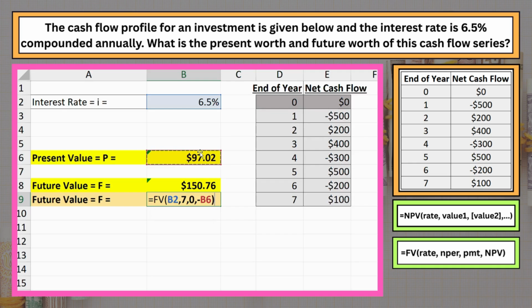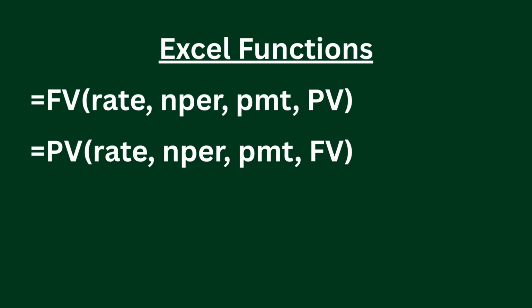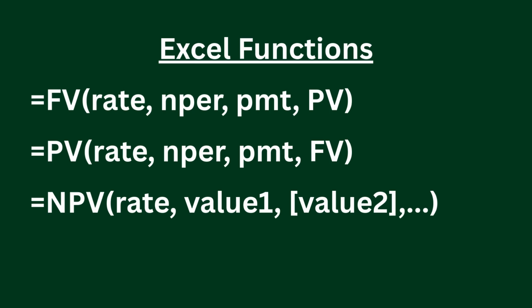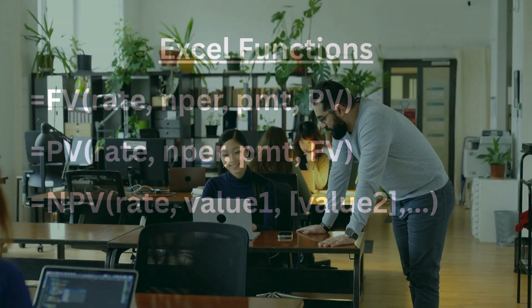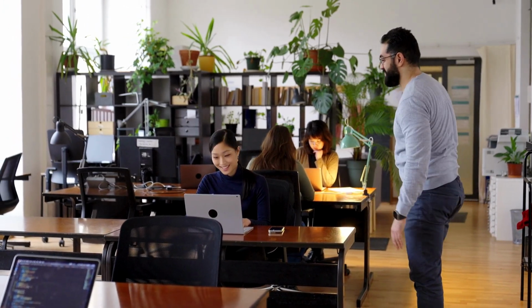Excel's NPV and FV functions let you handle uneven cash flows quickly. And that's it. So here's the big takeaway. Use the FV function in Excel to calculate lump sum growth, the PV function when you want to know today's deposit for a future goal, and the NPV function to handle uneven cash flows without breaking a sweat. Excel saves you time, reduces errors, and makes these calculations way less intimidating.